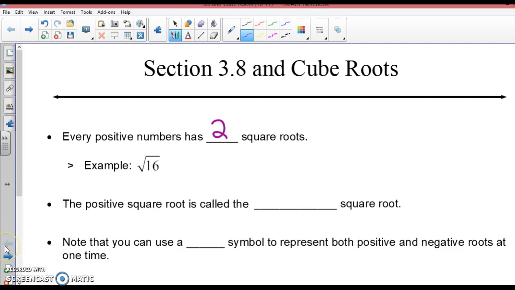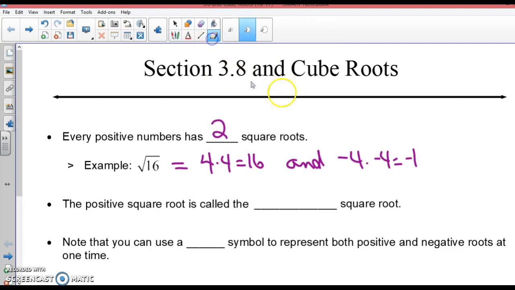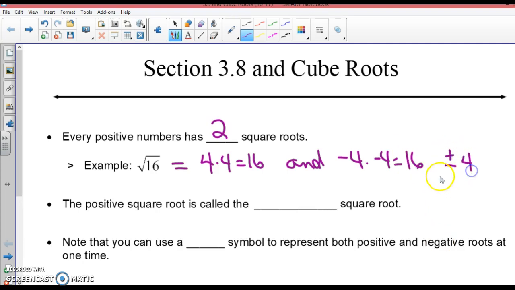You can think about what a square root is. A square root means a number times itself gives you 16. So 4 times 4 gives you 16, and negative 4 times negative 4 gives you 16. So the square root of 16 is really plus and minus 4. That's a shortcut way to write it, but it's positive 4 and negative 4.